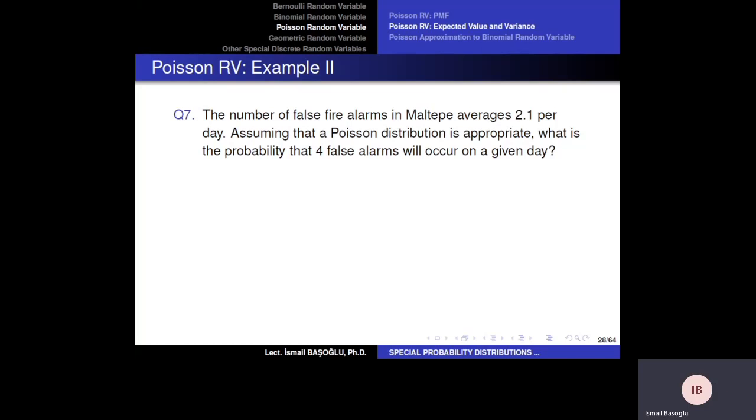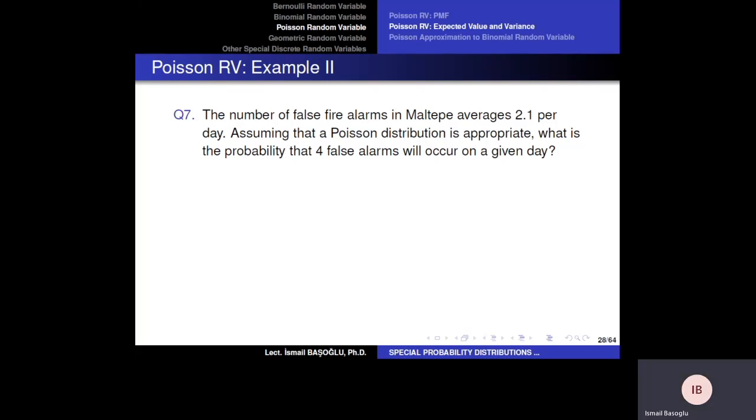So let's solve this question. The number of false fire alarms in Maltepe averages 2.1 per day. So it says, on the average, we observe 2.1 false fire alarms in Maltepe on any day. Okay? And this is simply the average value. So this means on some days, we may observe no fire alarms, and on some days, we may observe 4, 5, 3 fire alarms. But the average value is 2.1.